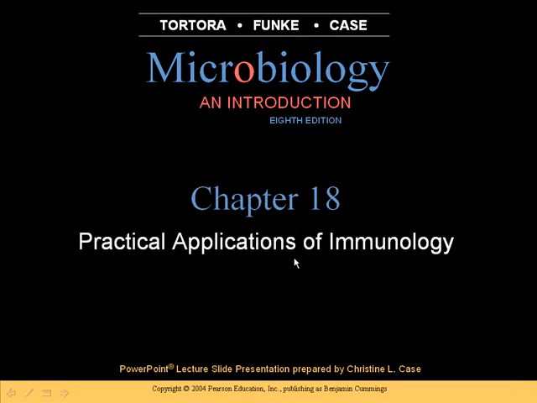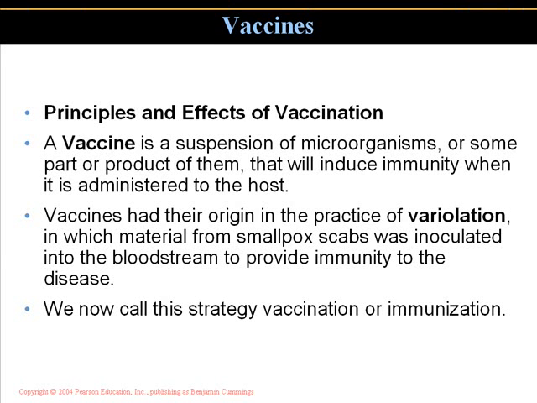I'm continuing the lecture series with Chapter 18, which deals with the practical applications of immunology. We'll start with talking about vaccines and the principal effects of vaccination. A vaccine basically is a suspension of microorganisms or some part of the microorganism that will induce immunity when it's administered to the host. And recall, the host is the human subject.